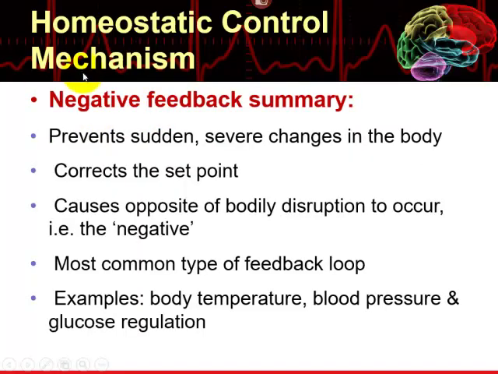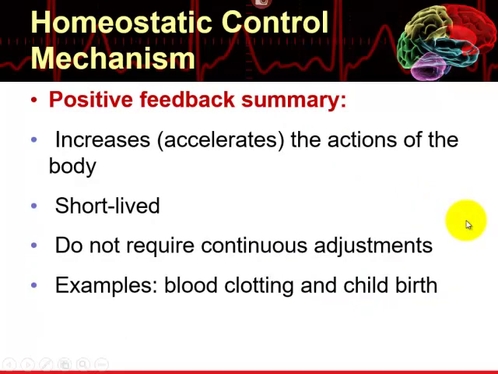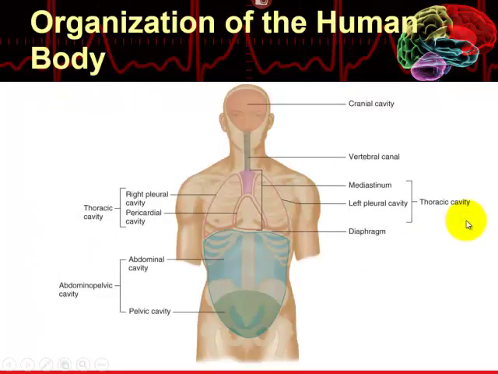All right, negative feedback, yes, does correct. It keeps everything at a set point. Just the main thing it does, it's a constant loop, prevents over secretion, overactivity of glands and organs, keeps everything within a certain range. Yeah, body temp, blood pressure, glucose regulation, things like that.